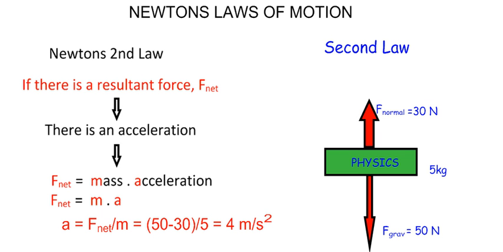This is basically Newton's second law. It states that if there is a net force acting on a body, then there is an acceleration in the direction of the net force, and the value of the acceleration can be found by dividing the net force by its mass. Remember that acceleration has units of meters per second squared.